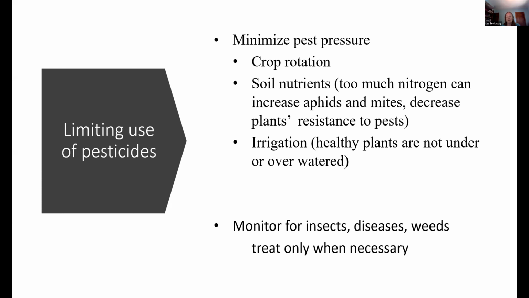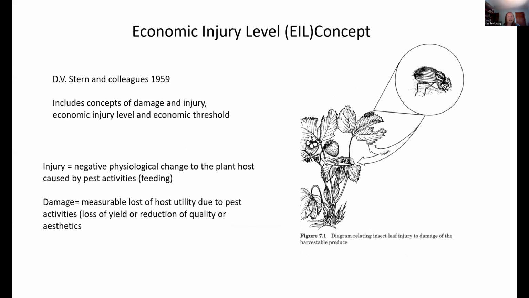Irrigation is really important. Healthy plants shouldn't be either overwatered or underwatered. Monitor for insects, diseases, and weeds, and only treat when absolutely necessary. This is going to seem like a little bit of math, but I just want to talk about the economic injury level concept.